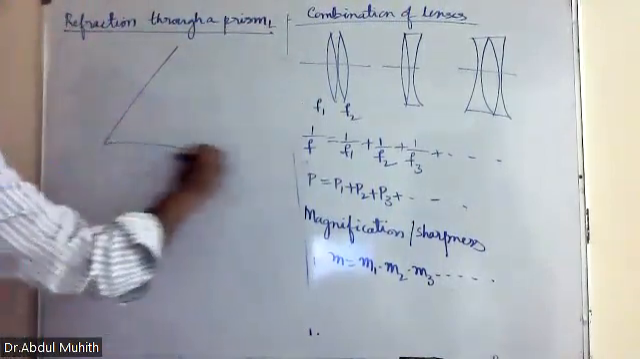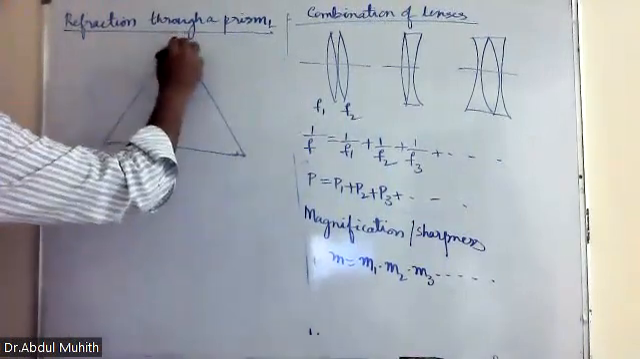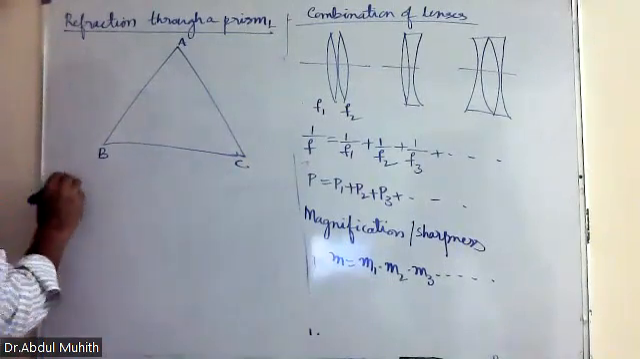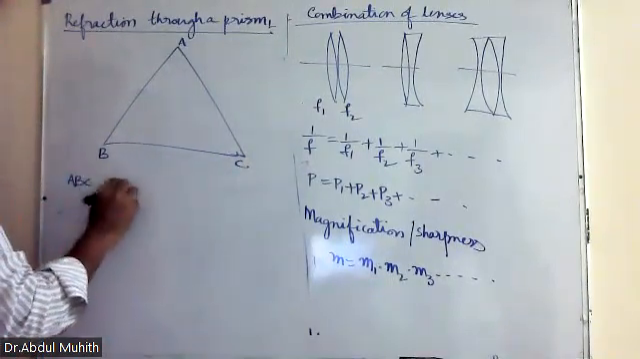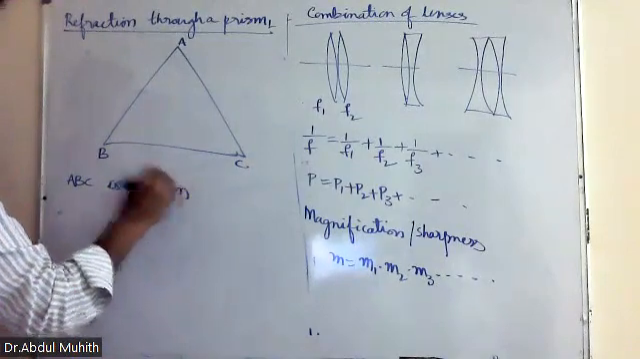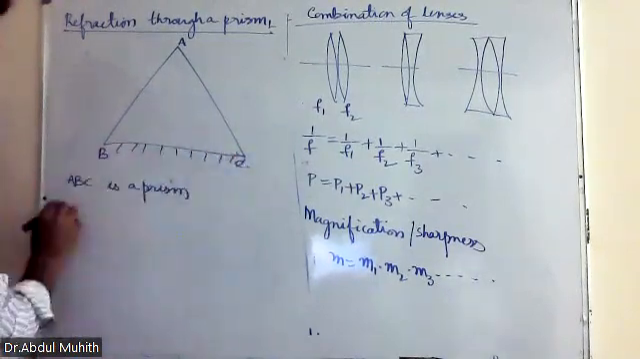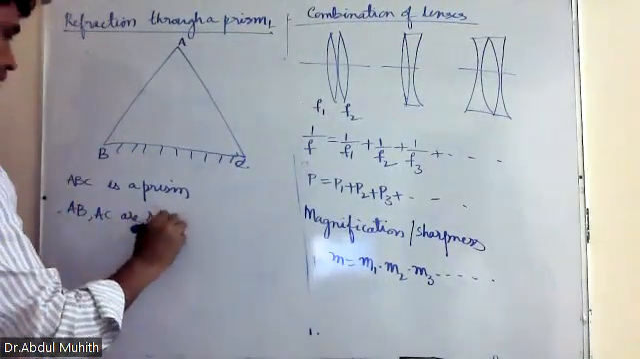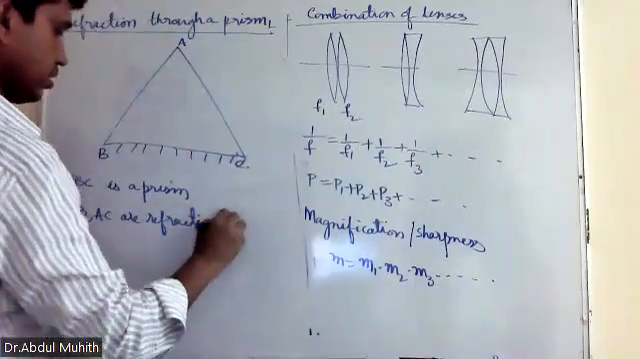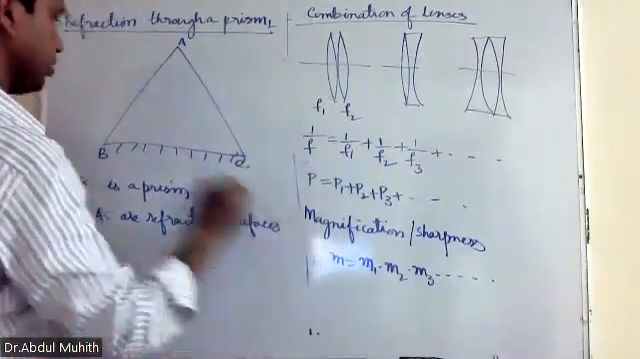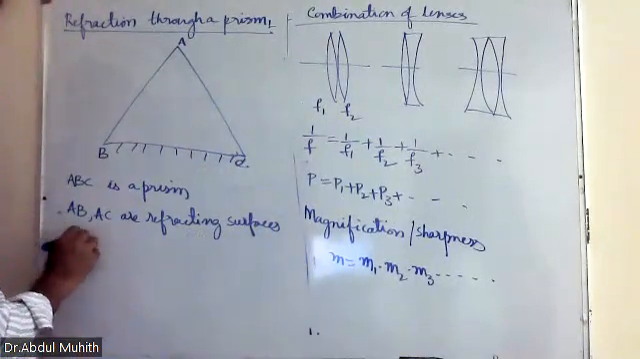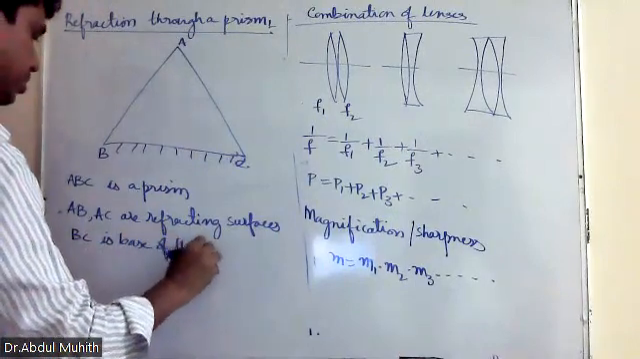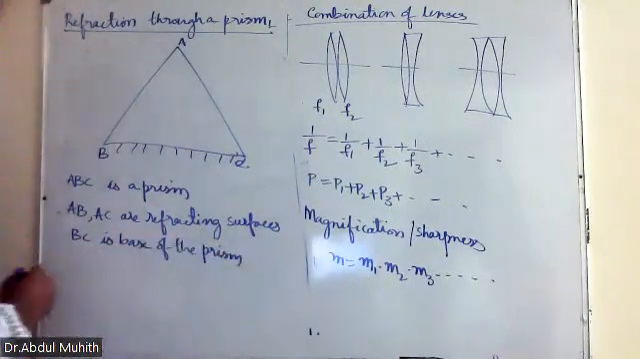So suppose this is a prism. ABC is a prism. AB and AC are refracting surfaces. Now, BC is the base of the prism.